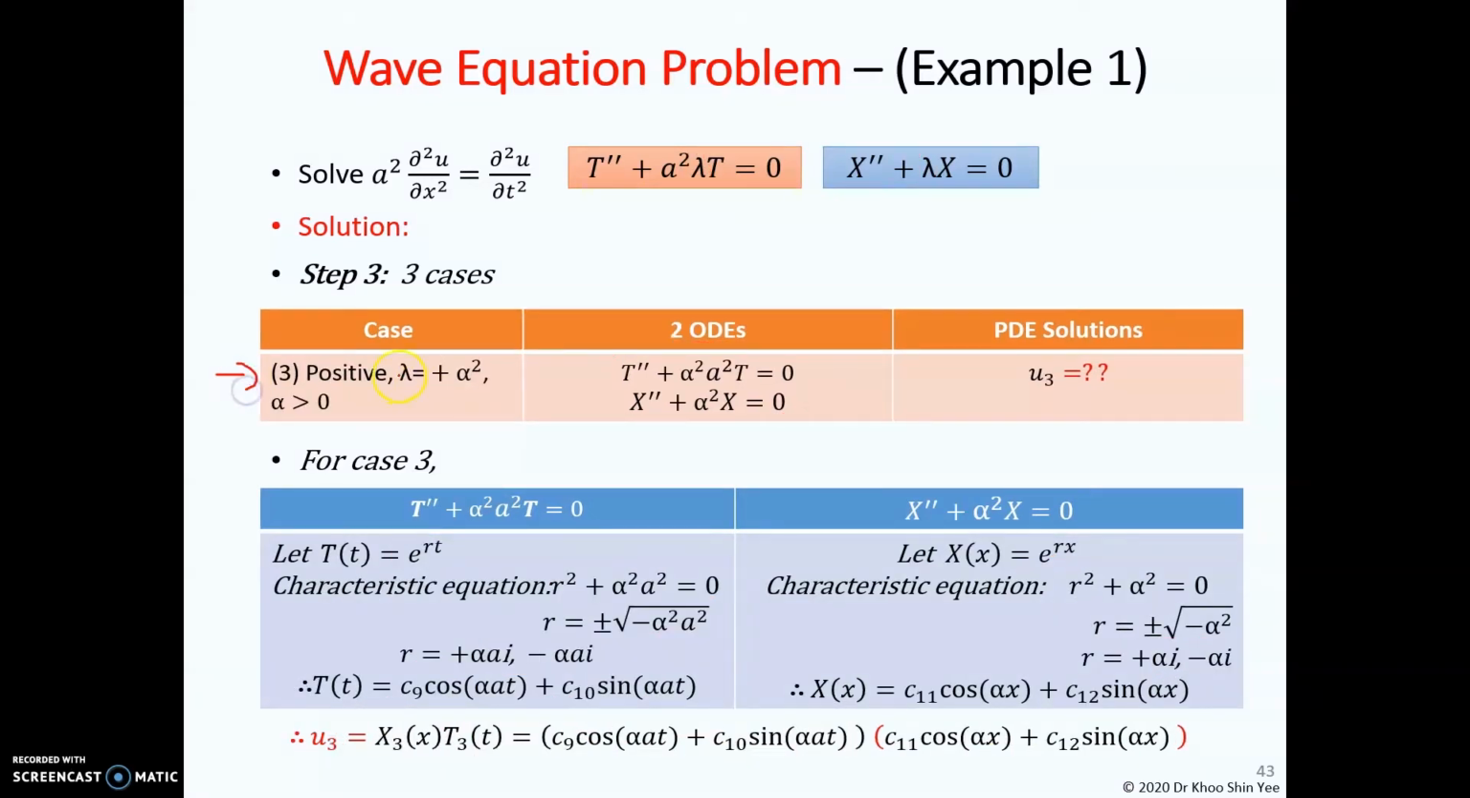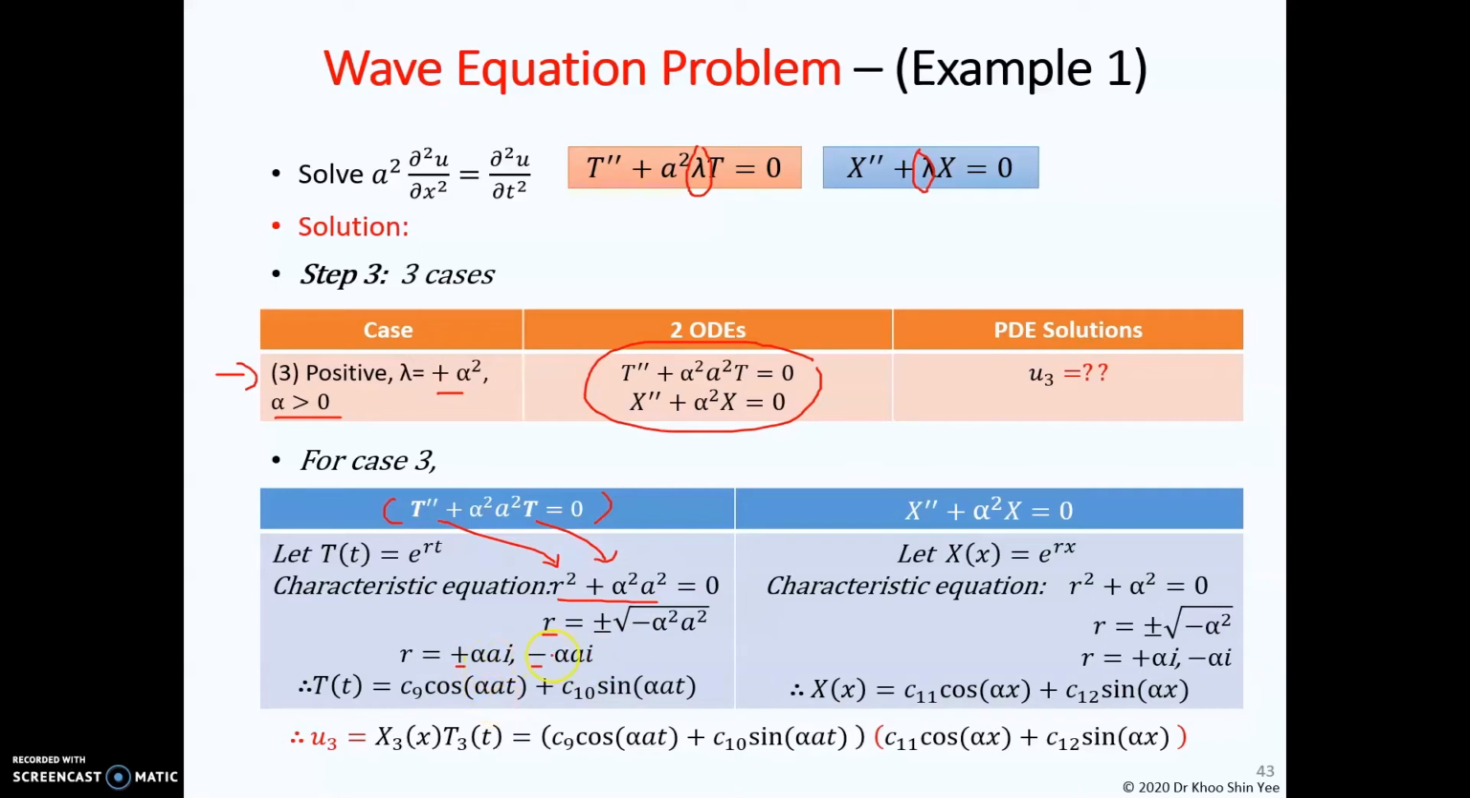In the third case, the lambda equal to positive alpha square, where the alpha is greater than 0. Substitute the lambda here equal to positive alpha square, then you should obtain these two ODE. And we need to solve this. Let's start with the first ODE. So you can convert it to the characteristic equation here by convert the t double prime into r squared, alpha square a squared t into alpha square a squared. So from here you can rearrange to obtain the r, and your r is in plus minus imaginary number.